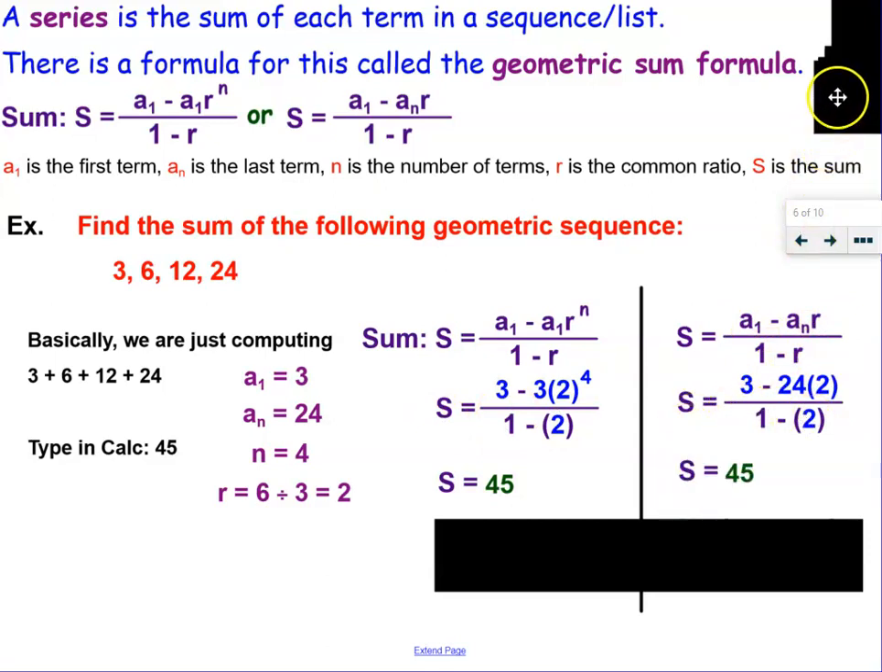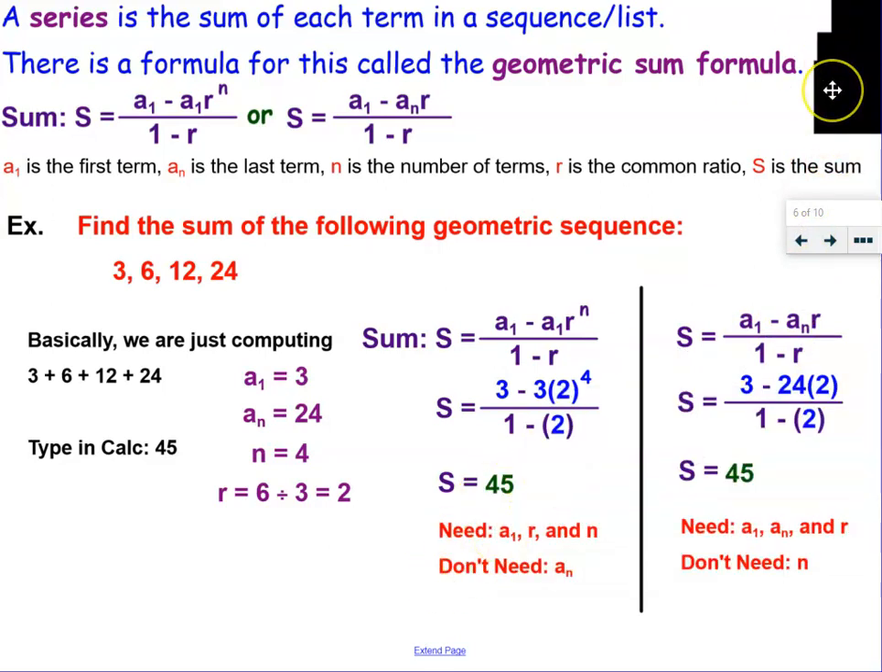Type in the calculator, I also get 45. Alright, so you use either formula. It depends what you have or what you need. This first formula needs the first term, the common ratio r, and the number of terms. It does not need the last term. So I never use 24 in this formula.